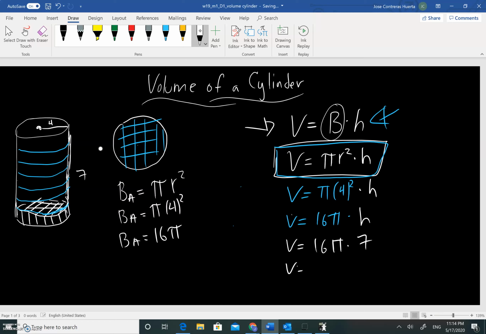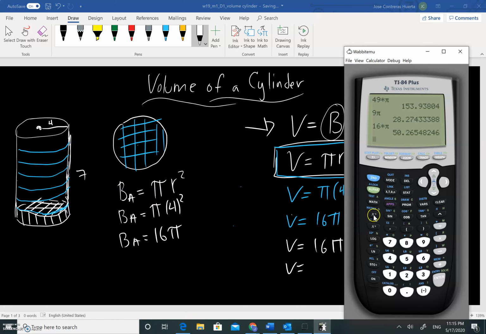And then from here, you have to put this in the calculator. You can either do this times 7, or you can do it all at the same time. I'm actually going to show you how to do it all at the same time. So do 16, and then times pi times 7. This should give me the amount of cubes needed to fill the cylinder with a radius of 4 and a height of 7.